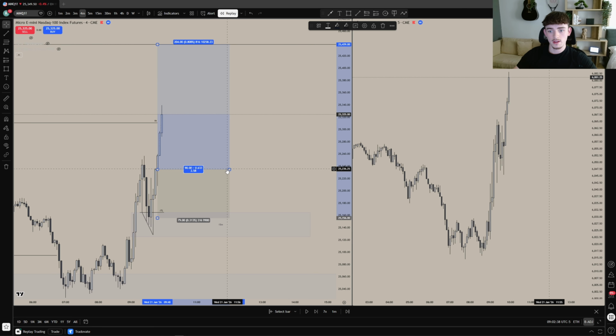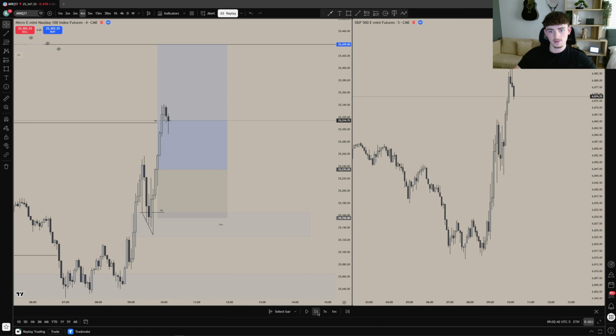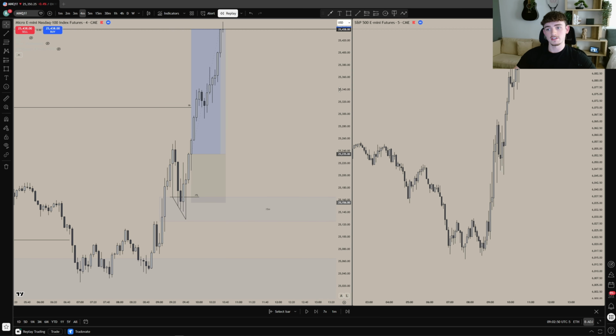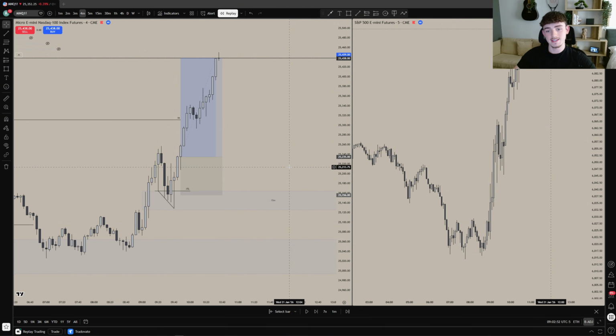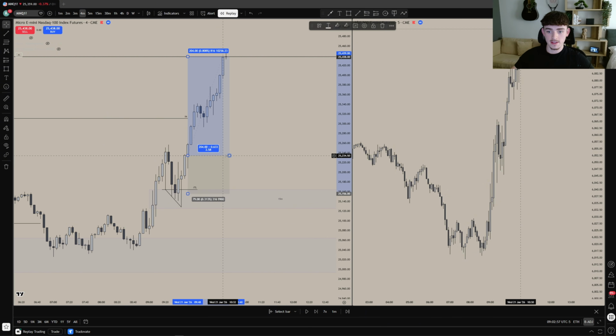And then we continue to hold this. I believe I held, I think it was just like 2 micros, to the relatively equal highs. So overall, really nice continuation trade. That's the KT continuation model. So yeah, that's pretty much that.